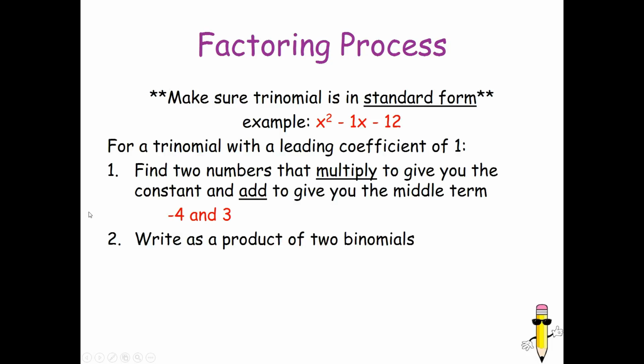So our second step is to write the product of two binomials. So we have to write the binomial. In this situation, it would be x plus 3 times x minus 4, or x minus 4 times x plus 3. In this situation, it doesn't matter what order we put it in, but it does matter that we have the subtraction sign follow the correct term.